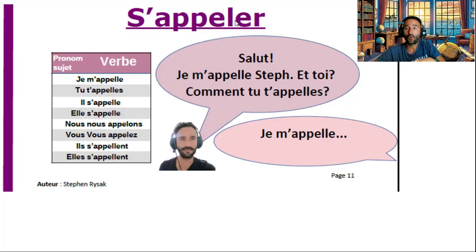S'appeler. Conjugaison du verbe s'appeler. Today, we're gonna learn how to conjugate this very common verb. Alors, in French, to say my name is, we say I call myself. So, literally, s'appeler is to call oneself.